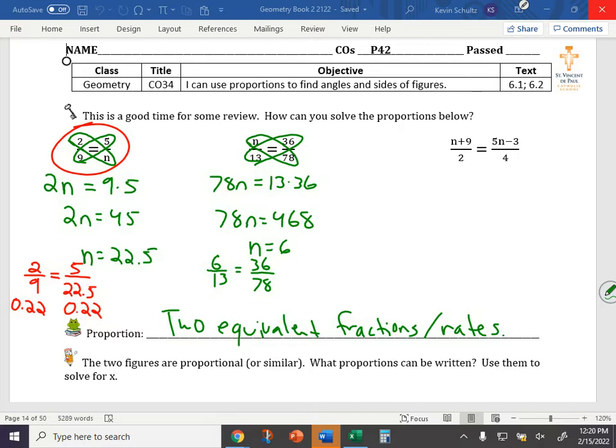You're all probably eyeing the last one, though, when you've got that other stuff, right? n plus 9 over 2 equals 5n minus 3 over 4. We're still going to use cross products here, but what do you have to include in your equation to make sure that you're going to come up with the correct answer? When we multiply, for example, n plus 9 times 4, what do we have to make sure that we include?